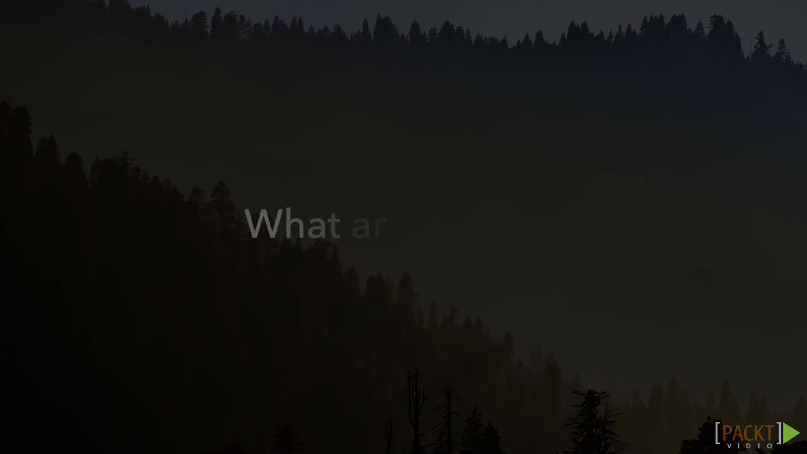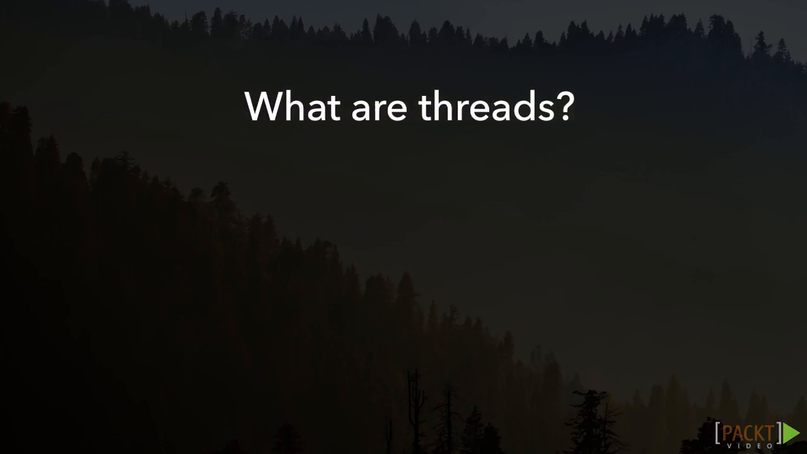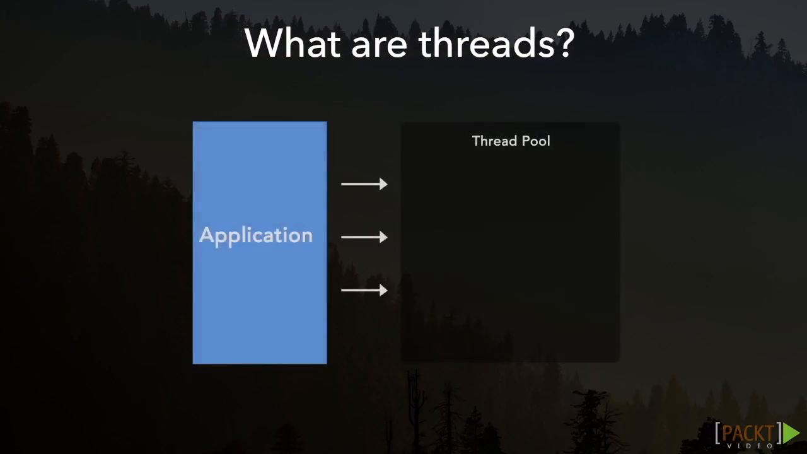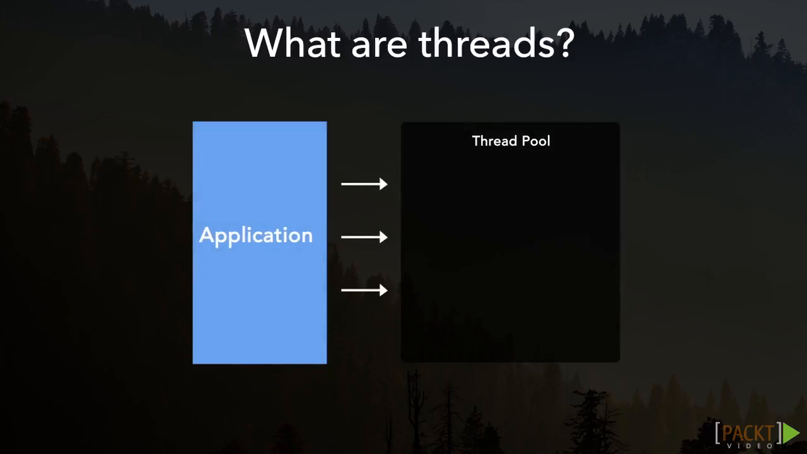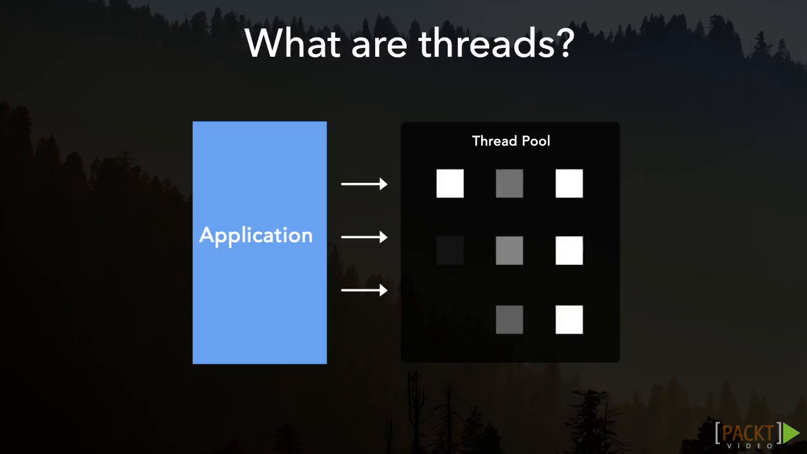So, what exactly are threads? A single application often has multiple paths of execution. These paths are known as threads. Each thread represents different computational tasks that are scheduled independently by the operating system. So threads are what allow our programs to perform several tasks at once.